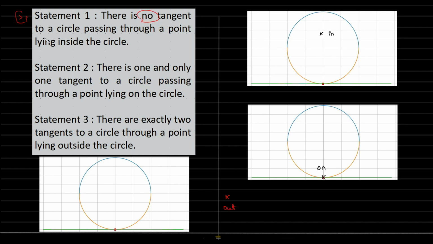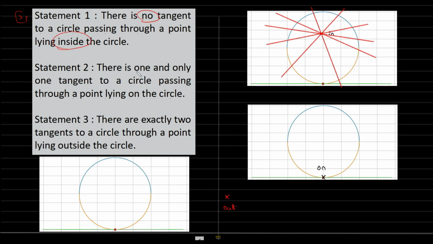There is no tangent to a circle passing through a point lying inside the circle. So what they're telling is, if I draw a line passing through a point inside the circle, this line cannot be a tangent. It will be a secant, but not a tangent. You can try with any number of lines you can draw, but it won't be a tangent.